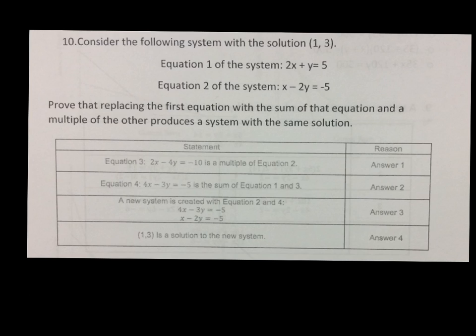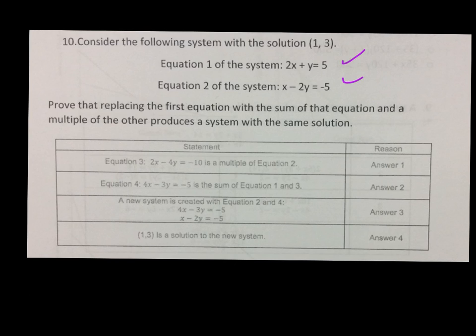Now, number 10, disregard the last 4 answers at the bottom of the page. And let's just look at this chart here. Consider the following system with the solution 1, 3. So that means if I were to plug 1, 3 into this, that would check out and this would check out. We want to prove that replacing the first equation with the sum of that equation and a multiple of the other produces a system with the same solution.